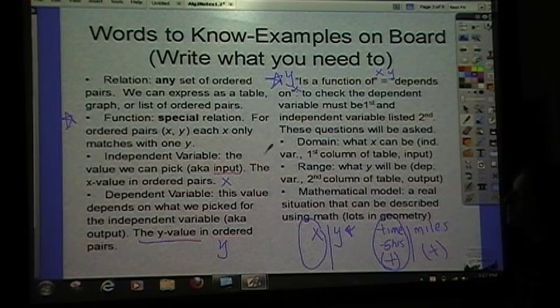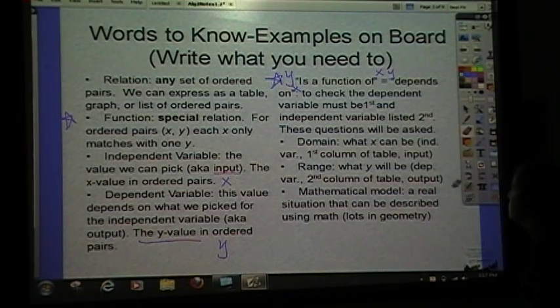Now, the big thing that a lot of students have a hard time with is that they get confused. Which one is for X, which one is for Y? Because it's one of those things some teachers say you just have to memorize. Domain goes with X, range goes with Y. I have an easy way that might help you remember. This is how I remember.